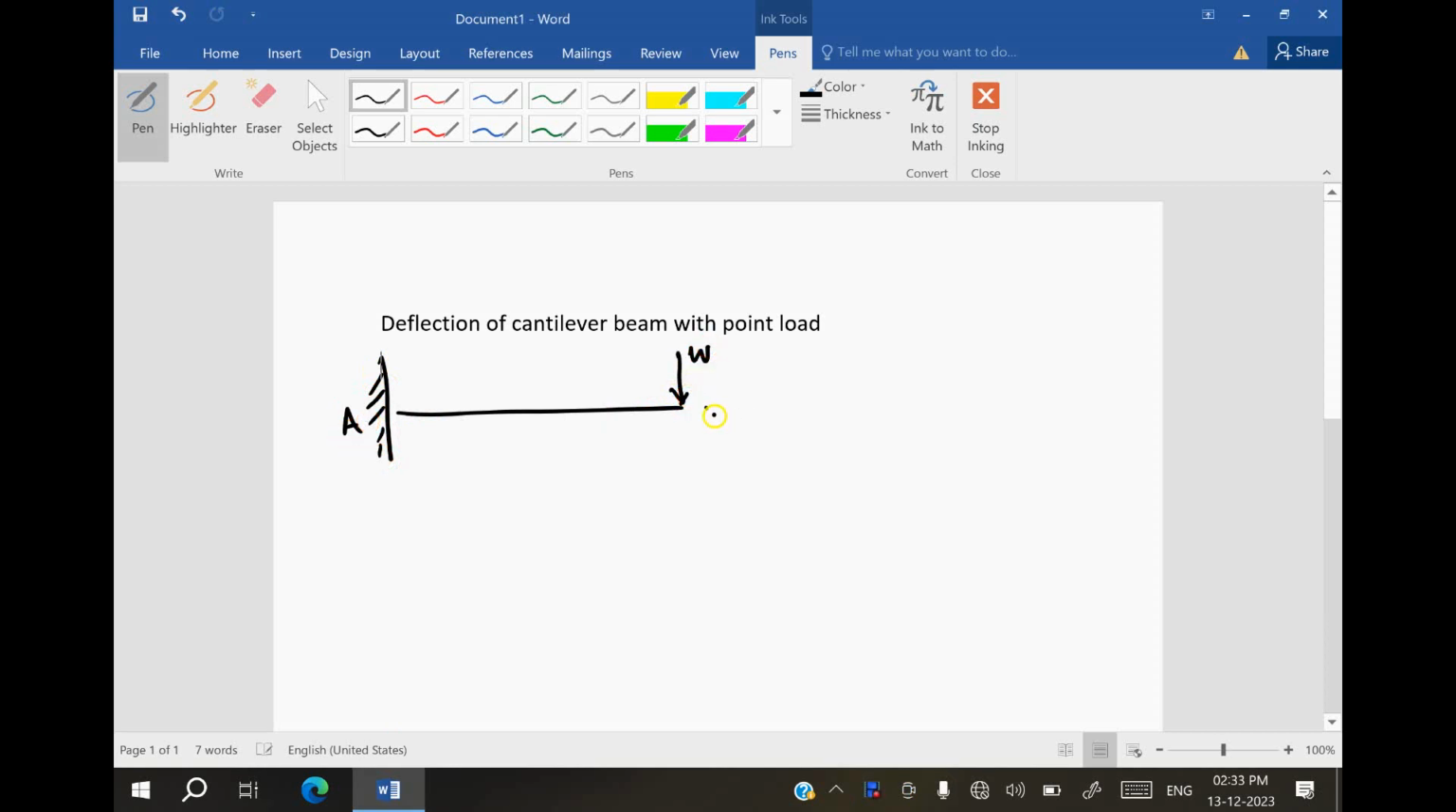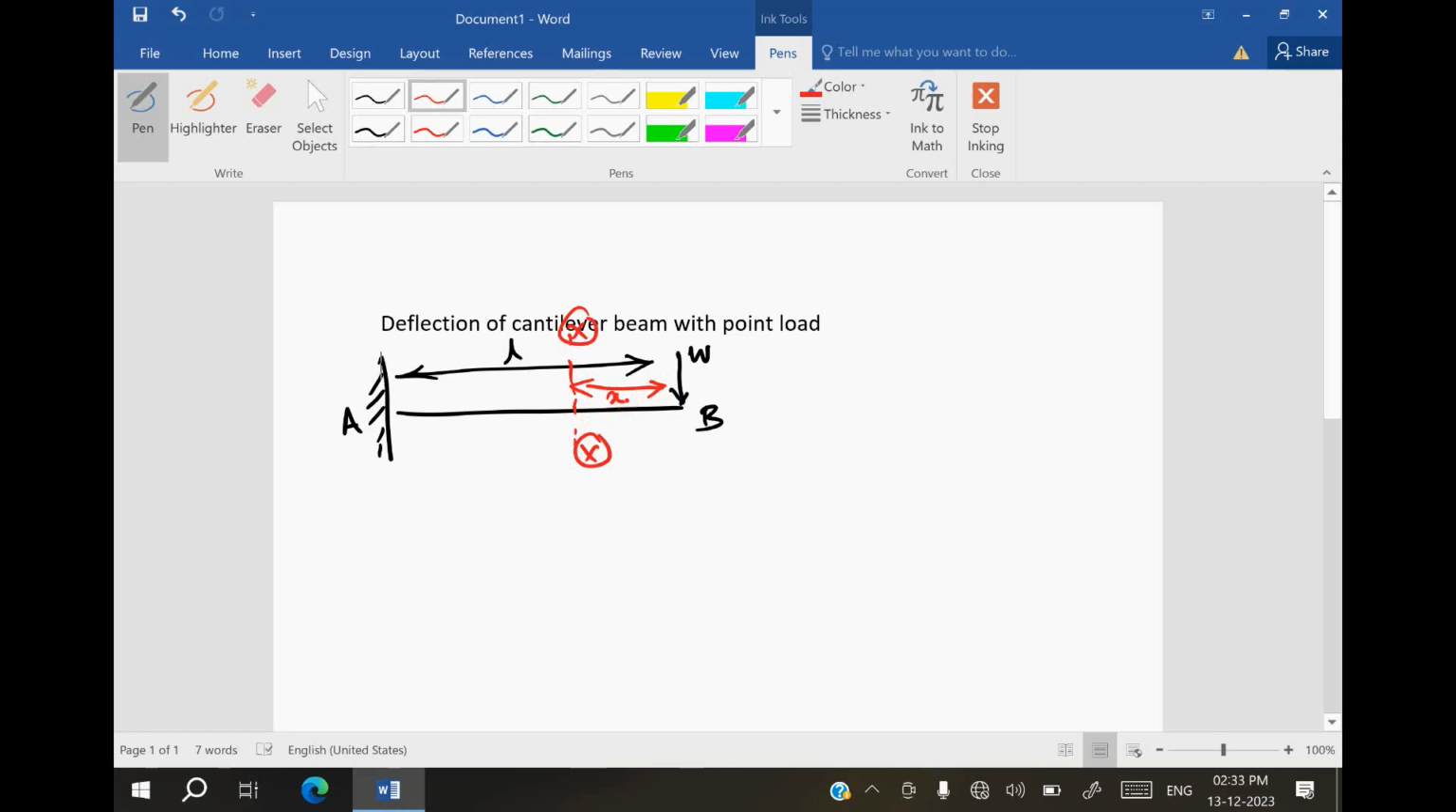I will call this one AB. Let this length be L, so AB is equal to L. Right. So what I will do is take a section over here. I will just draw a section here, XX, and this distance I will call X.